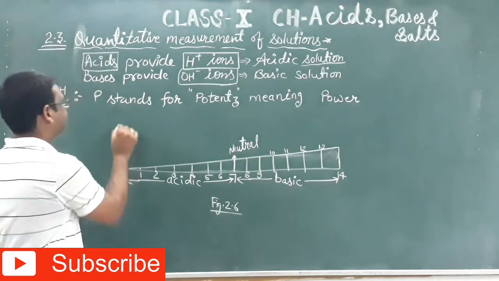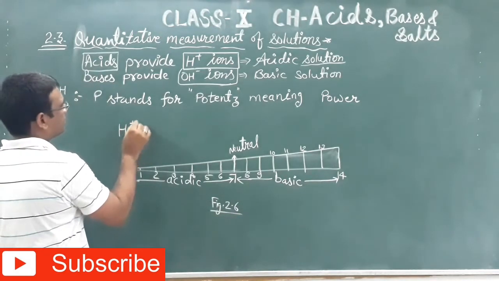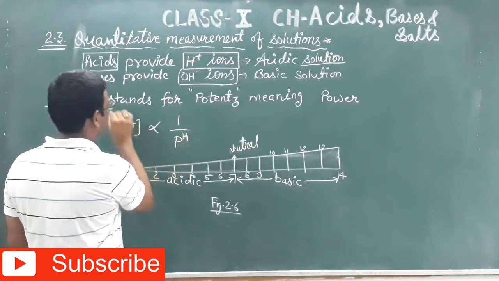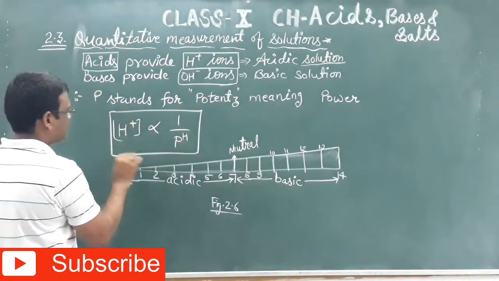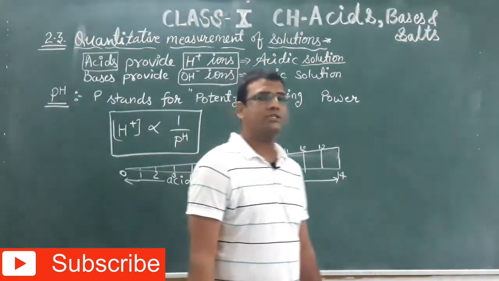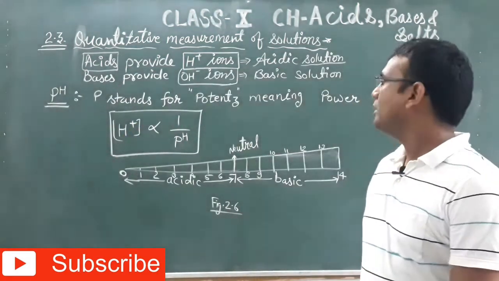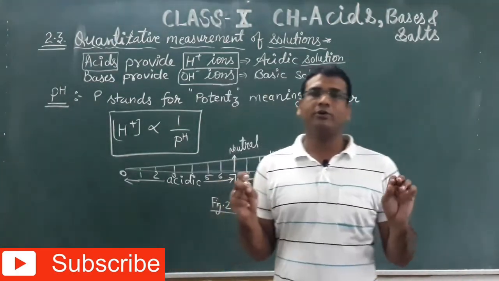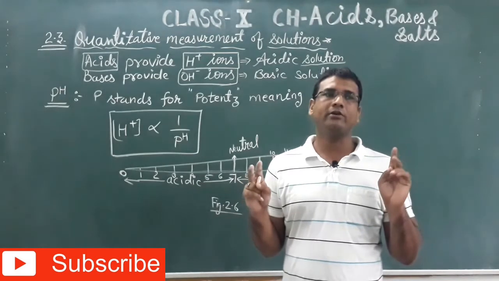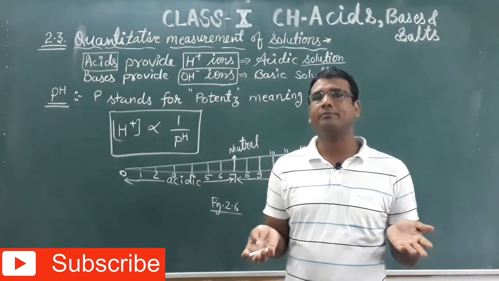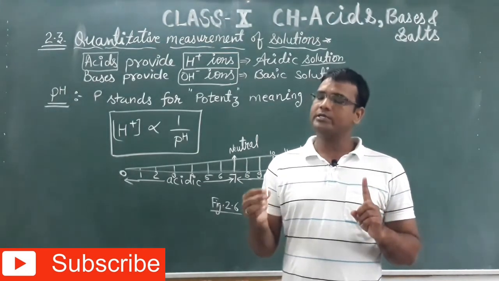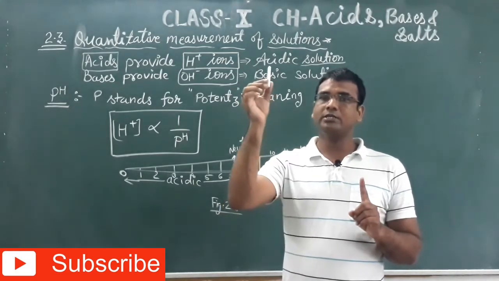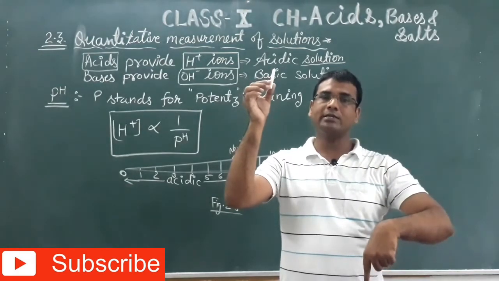Look here, H plus ion concentration is inversely proportional to pH. What is the meaning of this relation? Inversely proportional means when there are two physical quantities and we are comparing them, if one is increasing, then the other will decrease in the same proportion.